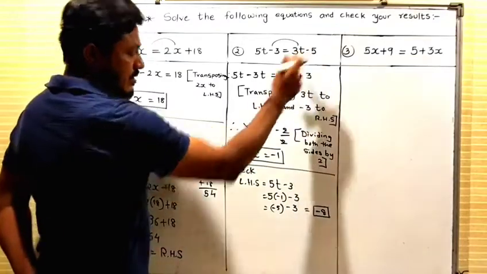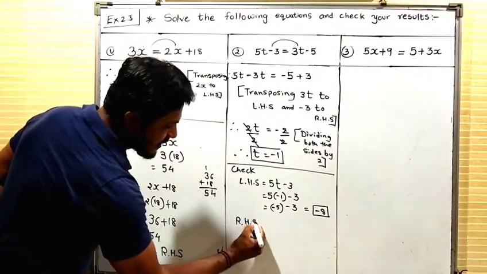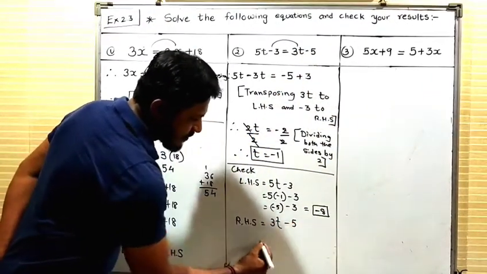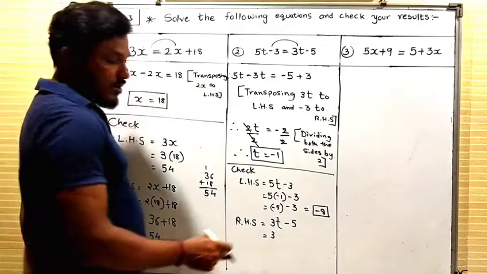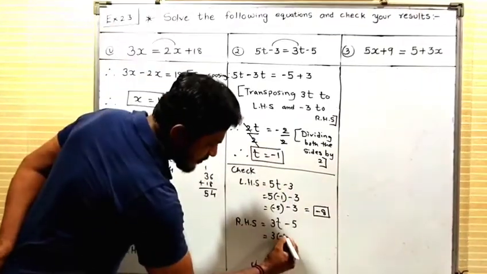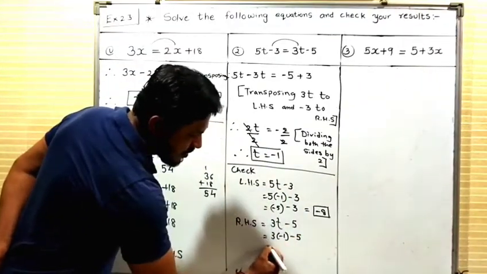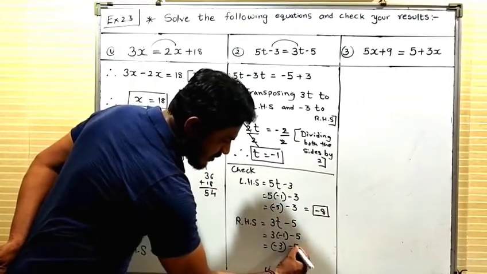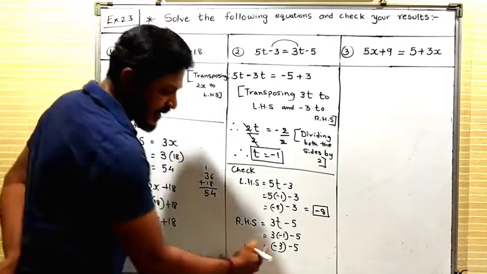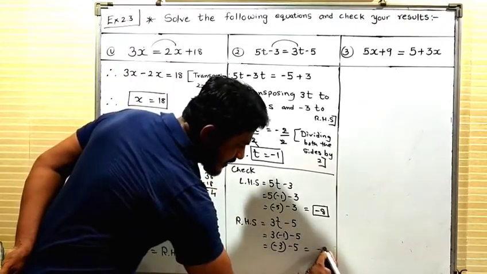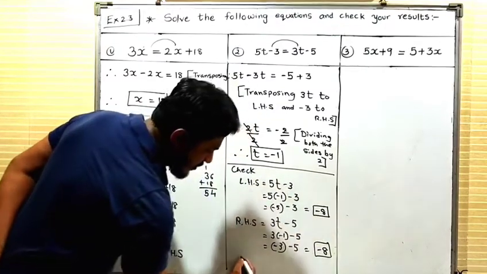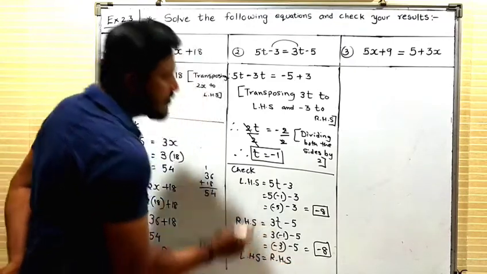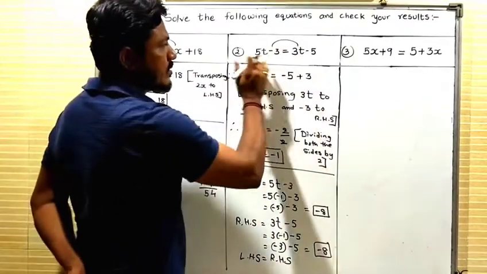Now let us check the value on the right hand side, whether you will get the same value or not. Let us check. 3t minus 5. You have to substitute the value of t with -1. Now how much are you getting? 3 into -1 gives -3 only. Here also you get the same value, that is -3, and -5 gives -8 only. So your left hand side is equal to right hand side.